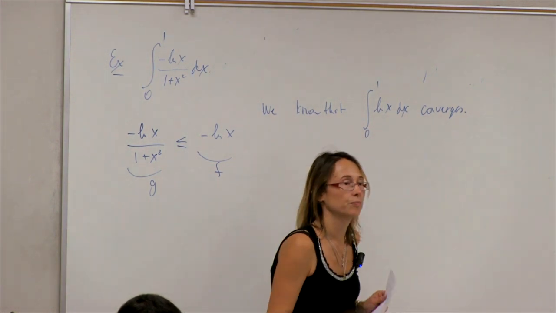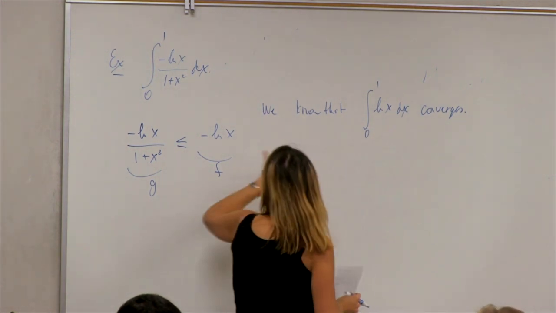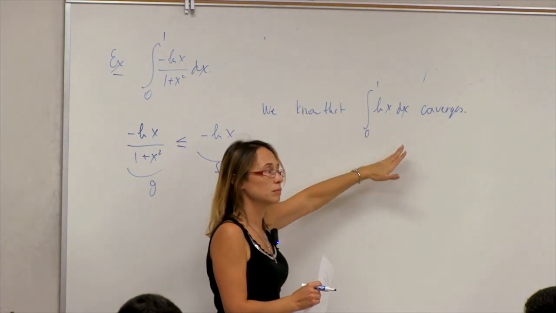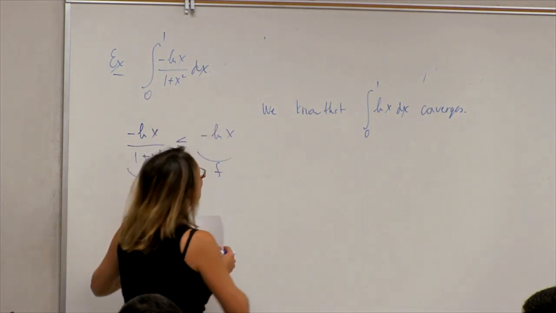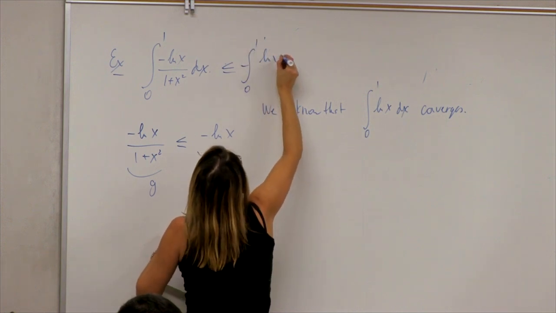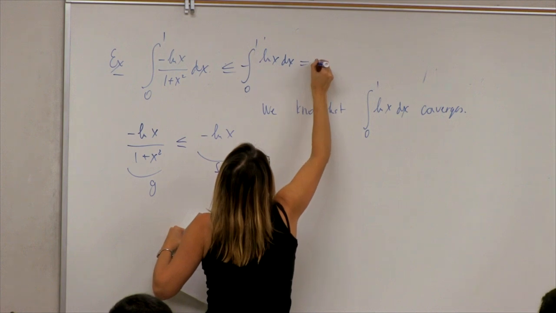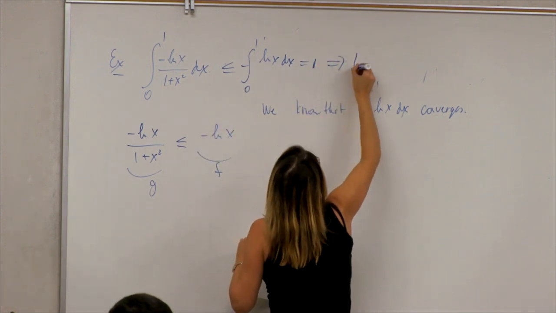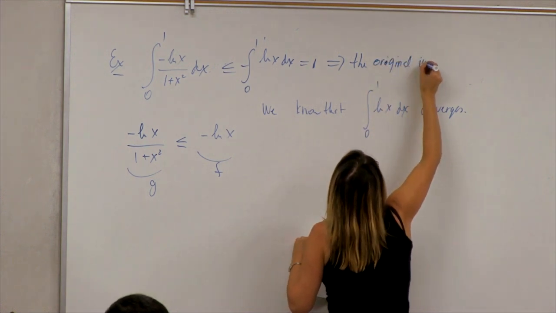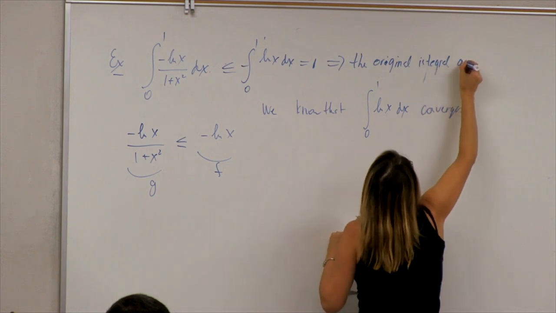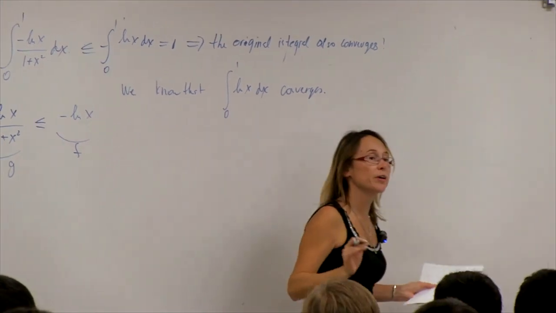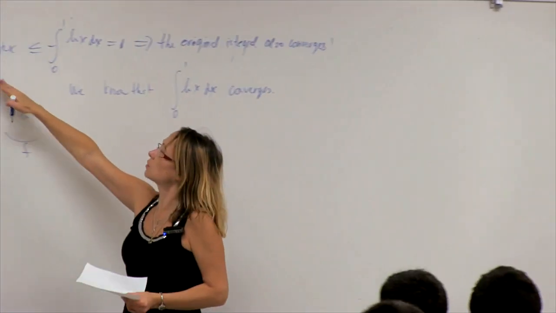That was our last example. Just calculated. This is equal to minus 1. This function is minus that, and of course it also converges. It's equal to plus 1. Okay. So if this converges, then this will also converge. So we can say that this is less or equal to the integral from 0 to 1 of minus log x dx, which is equal to 1. Okay. So we'll conclude that the original integral also converges.